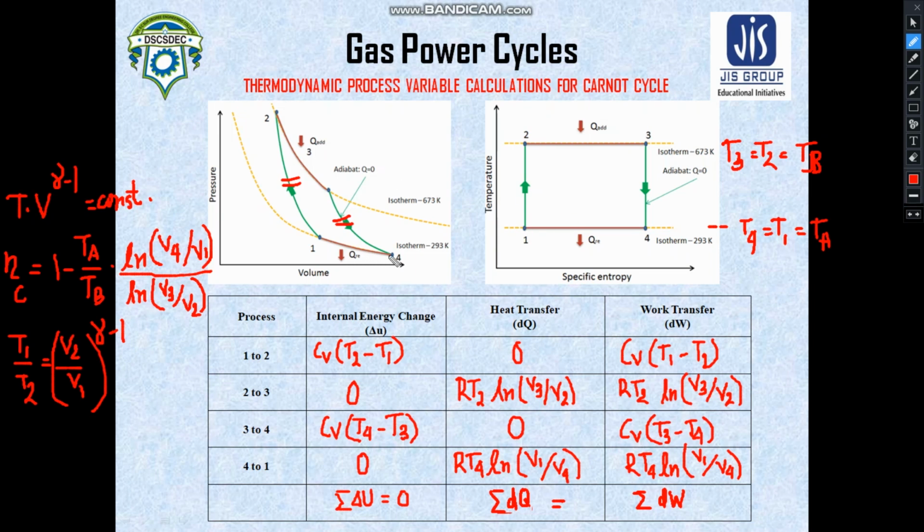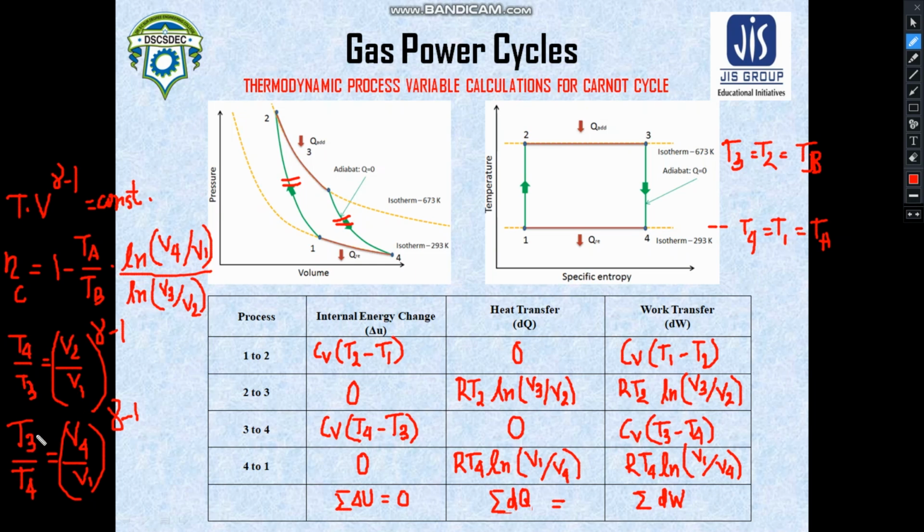And if we apply the same equation for process 3 to 4, which is a reversible adiabatic expansion, it will be T3 by T4 equal to V4 by V1 to the power gamma minus 1. Okay, now T1 is equal to T4, so here I can simply replace it as T4. And T2 is equal to T3, so again I can replace it.